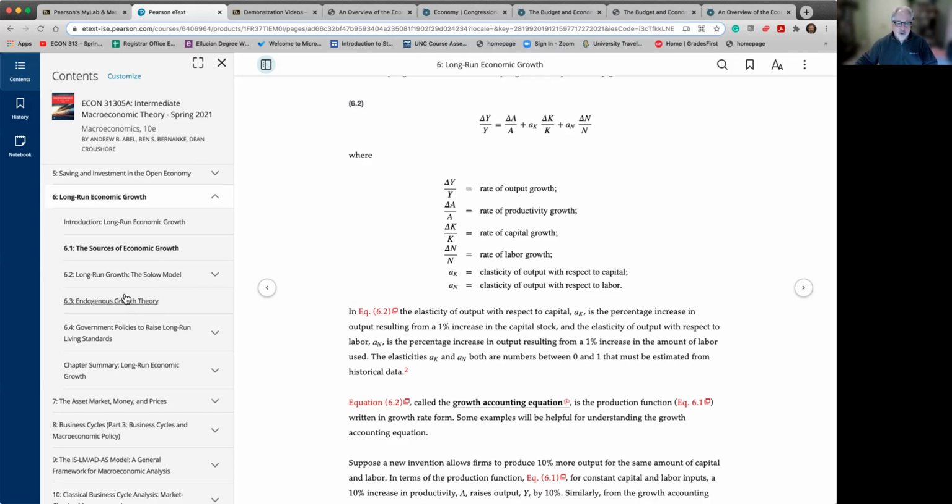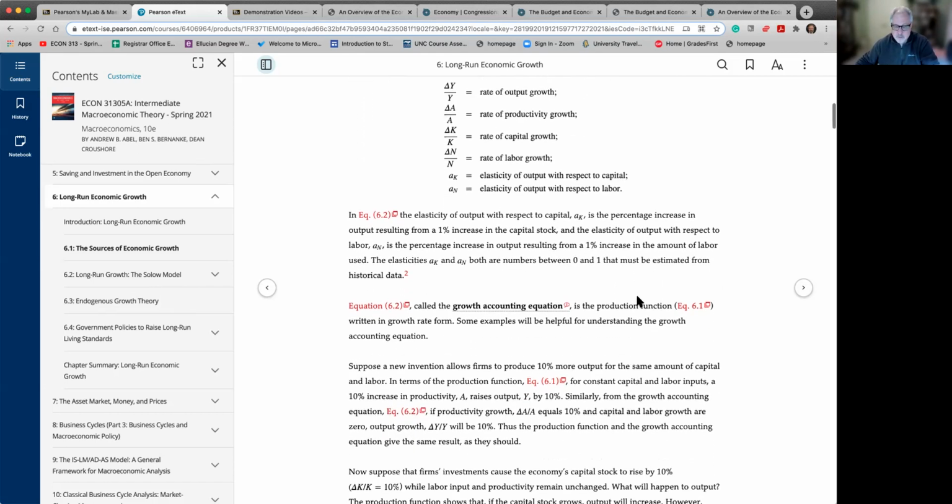6.3 is a newer kind of growth theory, endogenous growth theory. It tries to take account of some limitations in the Solow growth model, and to have a more optimistic outcome, actually a more optimistic story about long run living standards and the growth in those living standards over time.